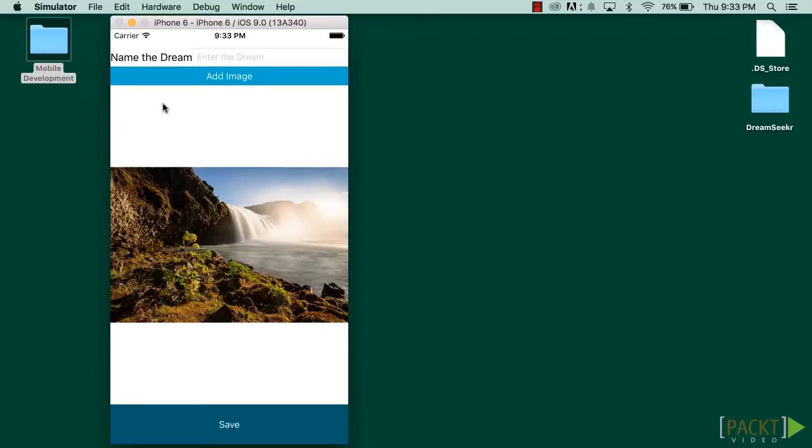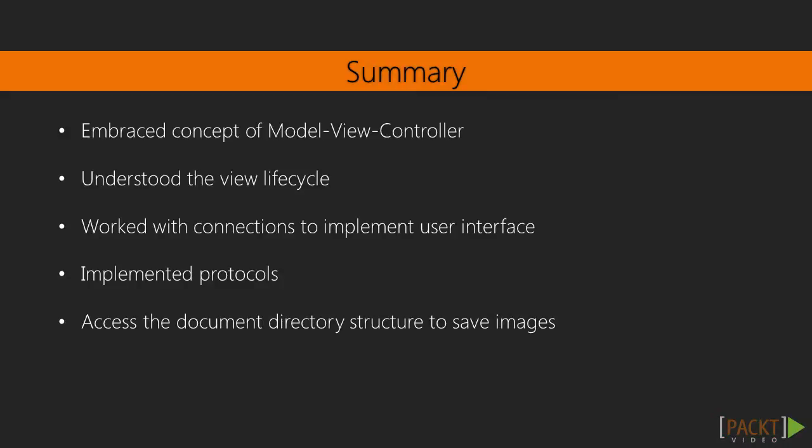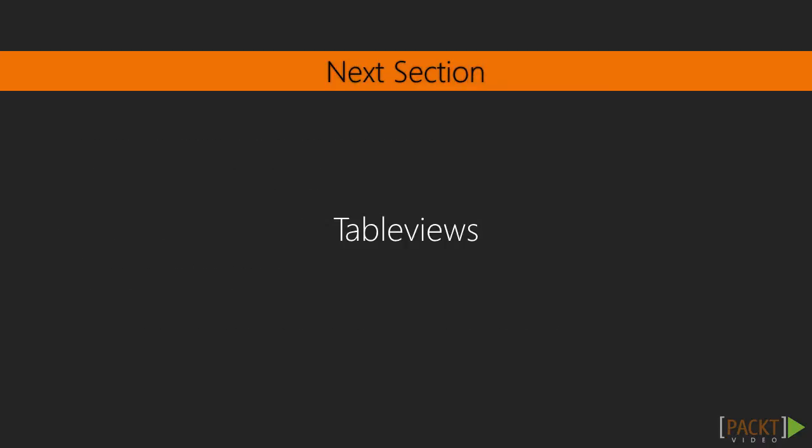So in summary for this section, we've embraced the concept of Model View Controller and looked at how we can implement that in the application. We now understand the view lifecycle and each of the elements within it. And we've connected all of our user interface into our view controller. We've also worked with protocols and started to understand what they mean. And finally, we've looked at how we access the document directory structure to save images. In the next section, we're going to start looking at table views.